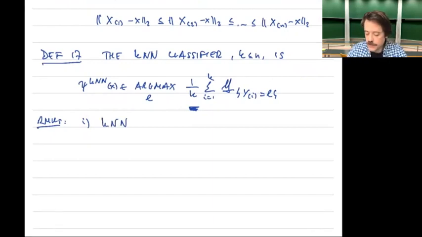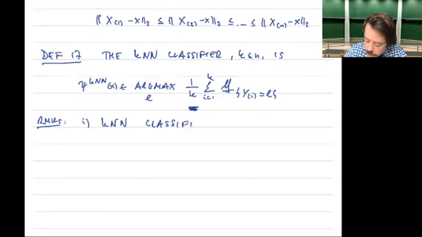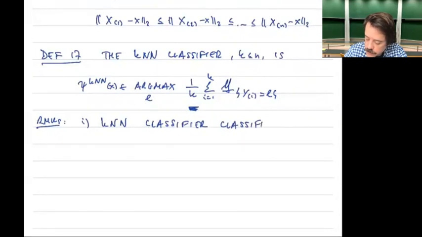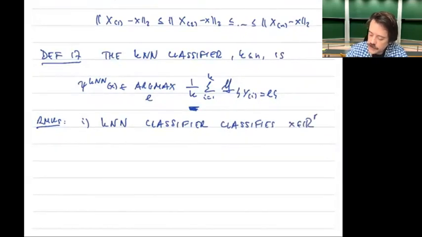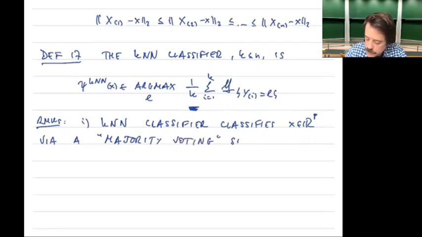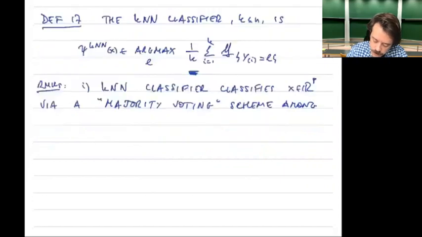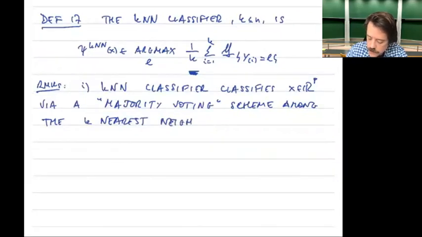So as I just said, the k nearest neighbor classifier classifies x via a majority voting scheme among, of course, the k nearest neighbors.